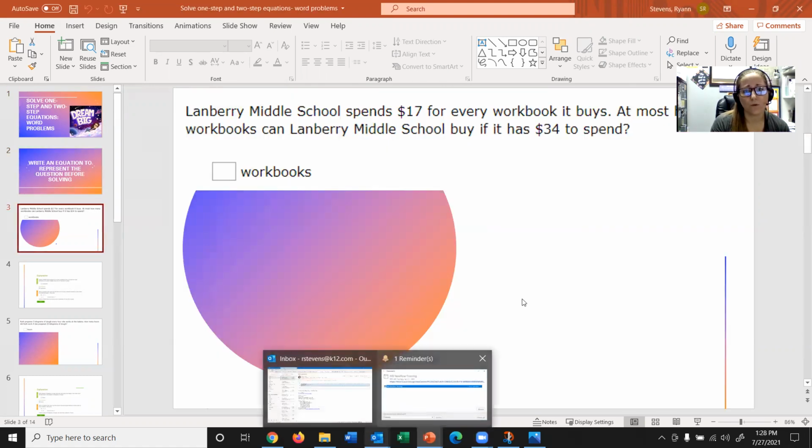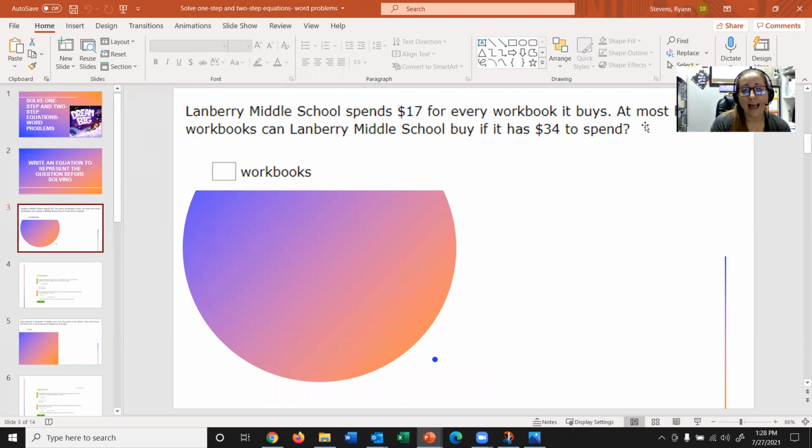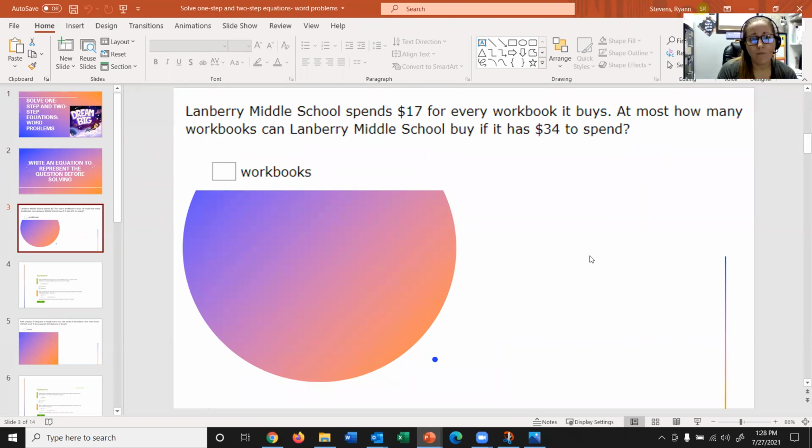It says Landberry Middle School spends $17 for every workbook that it buys. At most, how many workbooks can Landberry Middle School buy if it has $34 to spend? Okay, so the first thing you want to do is go through and highlight those important pieces of information that are going to be used to solve this question. Now the middle school name is not important when coming up with the equation, but it is important to notate that they're spending $17 for every workbook that is bought, okay?